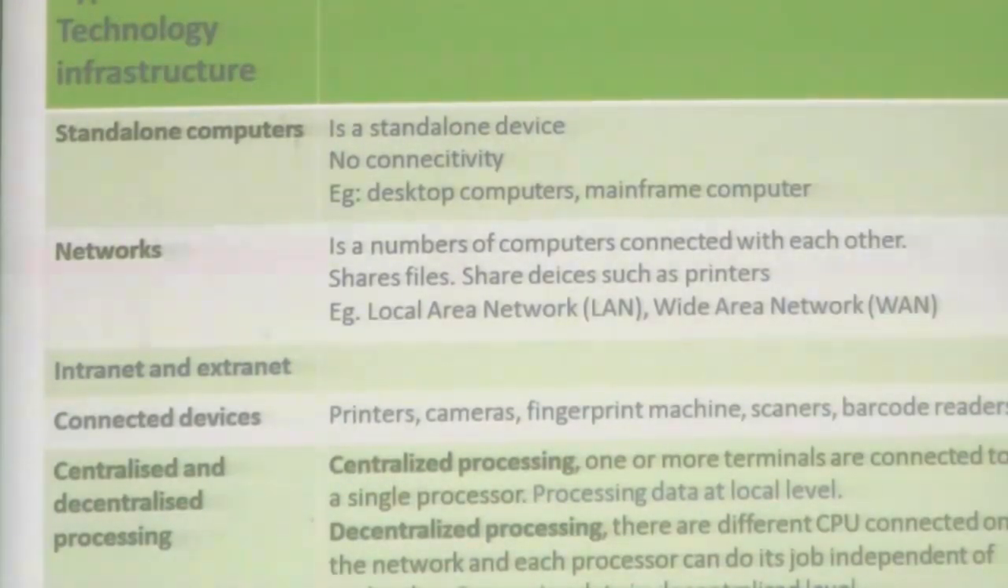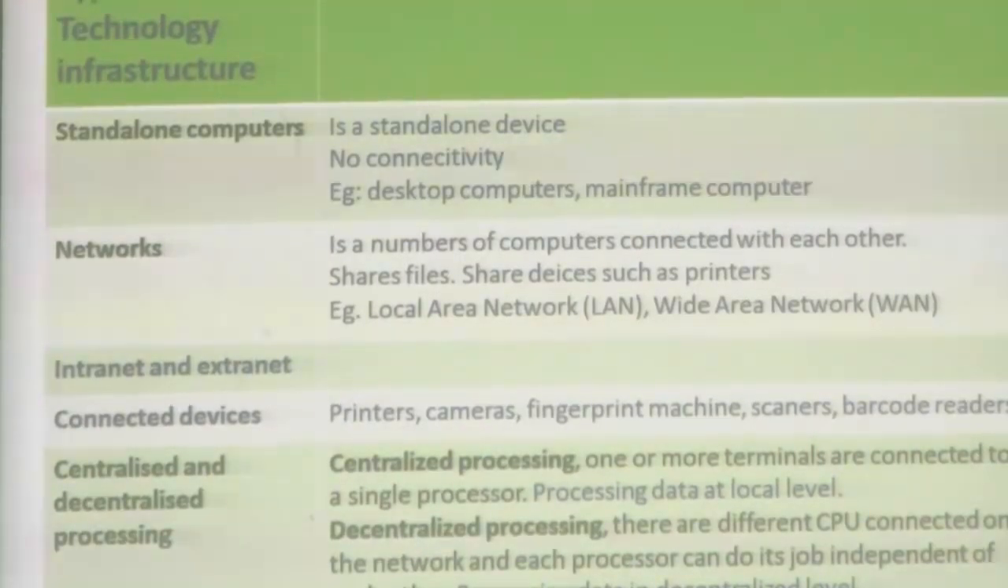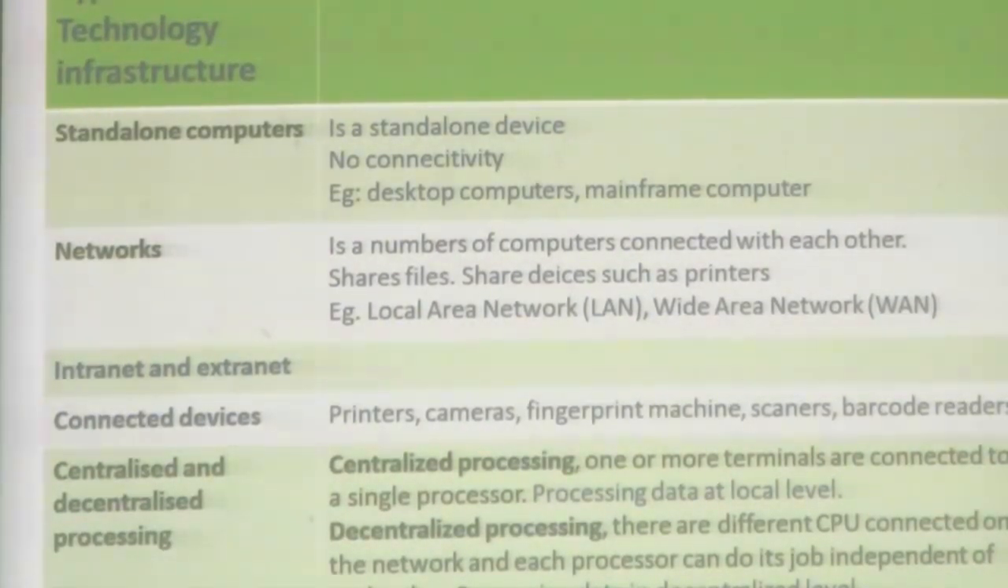So I'll go with the connected devices. What are the connected devices? Printers, cameras, fingerprint machines, scanners, barcode readers. How are these connected to each other? They are connected to networks, which can be local area, wide area, whatever. Printers will be connected to the desktop. Cameras also can be connected. You have already seen that in your laptop; most laptops have built-in cameras.